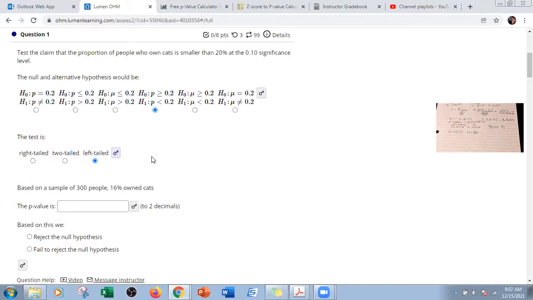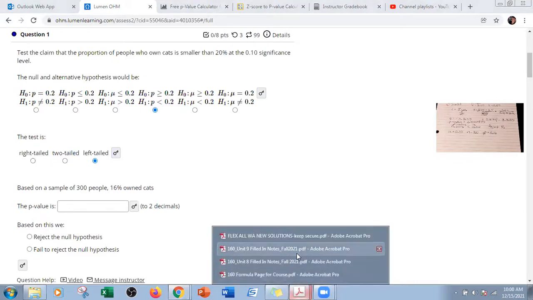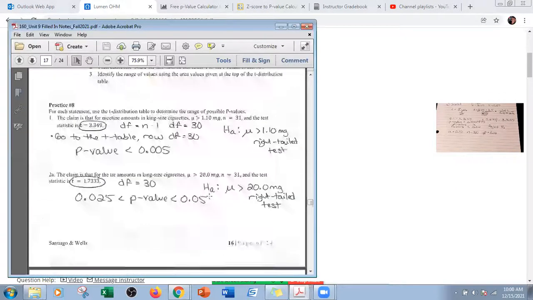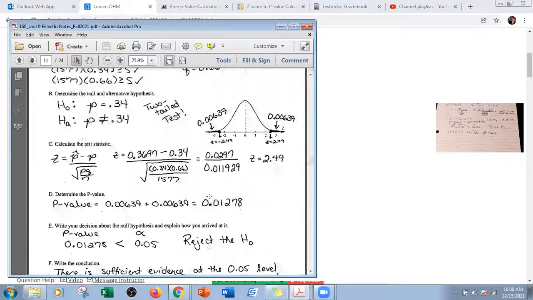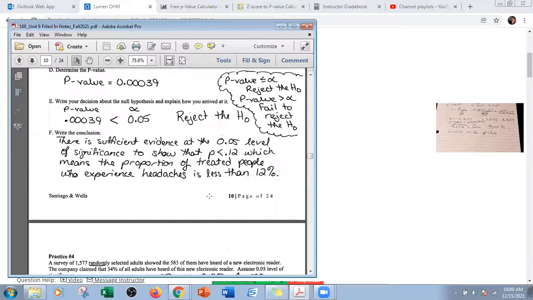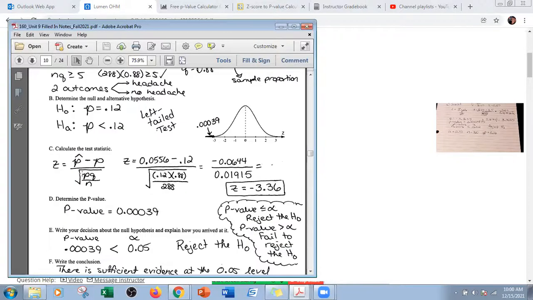What does that value represent, that 16% in this case? That should be, let me see, P hat. Yes, beautiful. So P hat is 0.16. Good. So we're looking at the proportion. Let's go back to our unit 9 notes. We're talking proportion this time. And I want to look at the formula, although it's right here.